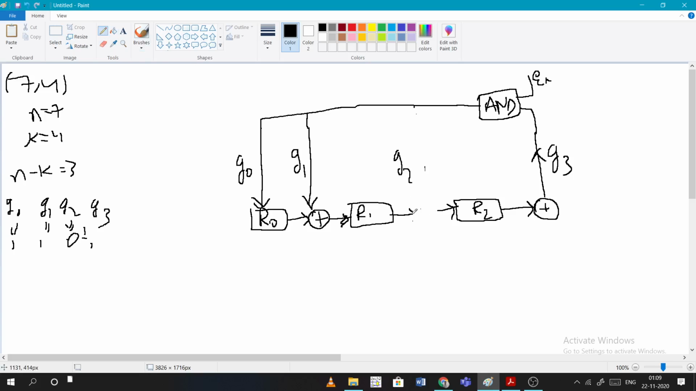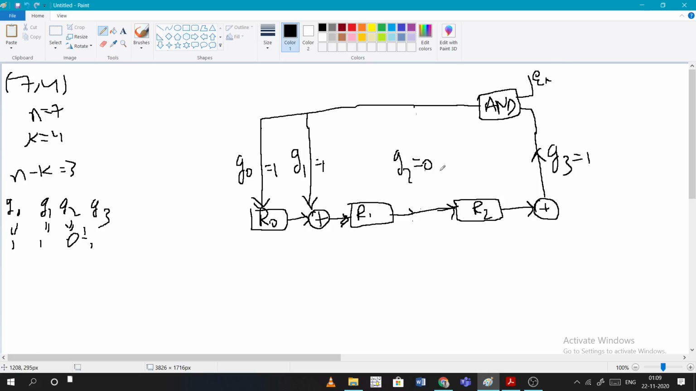Previously I told the generalized way. Now in this question it is 1 1 0 1 for G0, G1, G2, G3. So G2 is 0, and we don't need to write the connection here. G0 is 1, G1 is 1, like that. Here G3 is also 1, that's why I have connected it. Don't think that G3 will be 0, because definitely there will be the highest x power n-k term. It will be there.